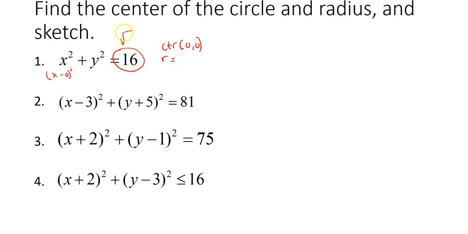The radius is the square root of 16, right? Because it's x squared plus y squared equals r squared. Take the square root, and I get 4. Now, how do you graph these things?